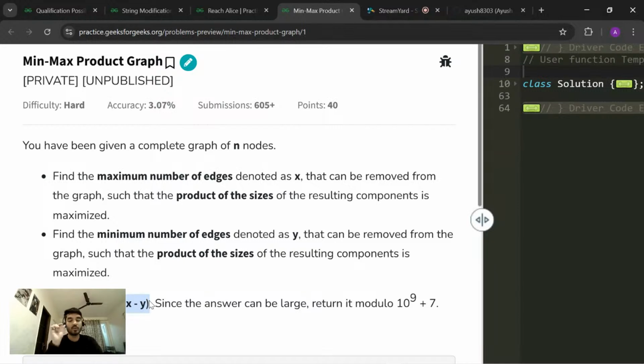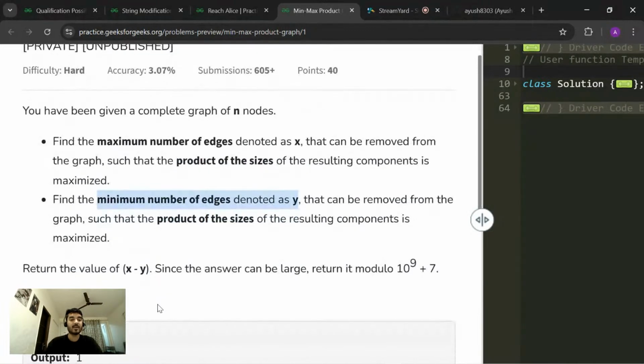So a very straightforward question. You need to find two things. The very first thing: in both cases, the product of the sizes of the remaining components must be maximum. And you need to find this maximum product by removing the maximum number of edges, let's say this is x, and you need to find this maximum product by removing the minimum number of edges, let's say this is y, and you need to return x minus y.